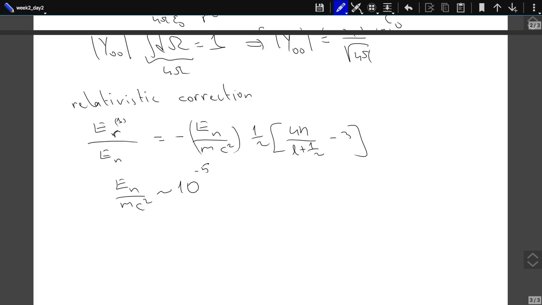Just to give you an idea, do you know what is the energy corresponding to room temperature? How many electron volts? 25 electron volts? At room temperature, kT is 1 over 40 electron volts. So if you compare the room temperature energy to this shift, so kT over E_R^1.